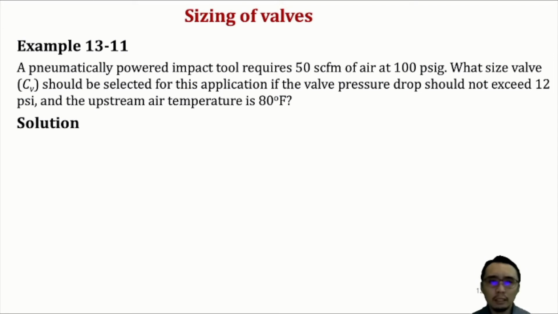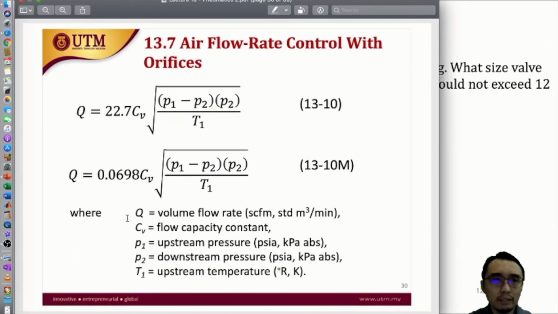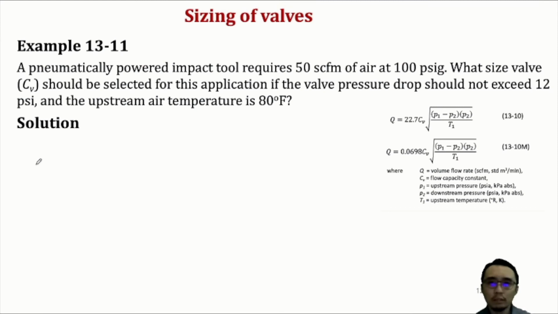and the temperature given. If you recall, the equation that we are supposed to use is 13.10. We have looked at this before. The equation is Q equals 22.7 CV P1, where P1 is the upstream pressure, and then the downstream pressure, and then the temperature.